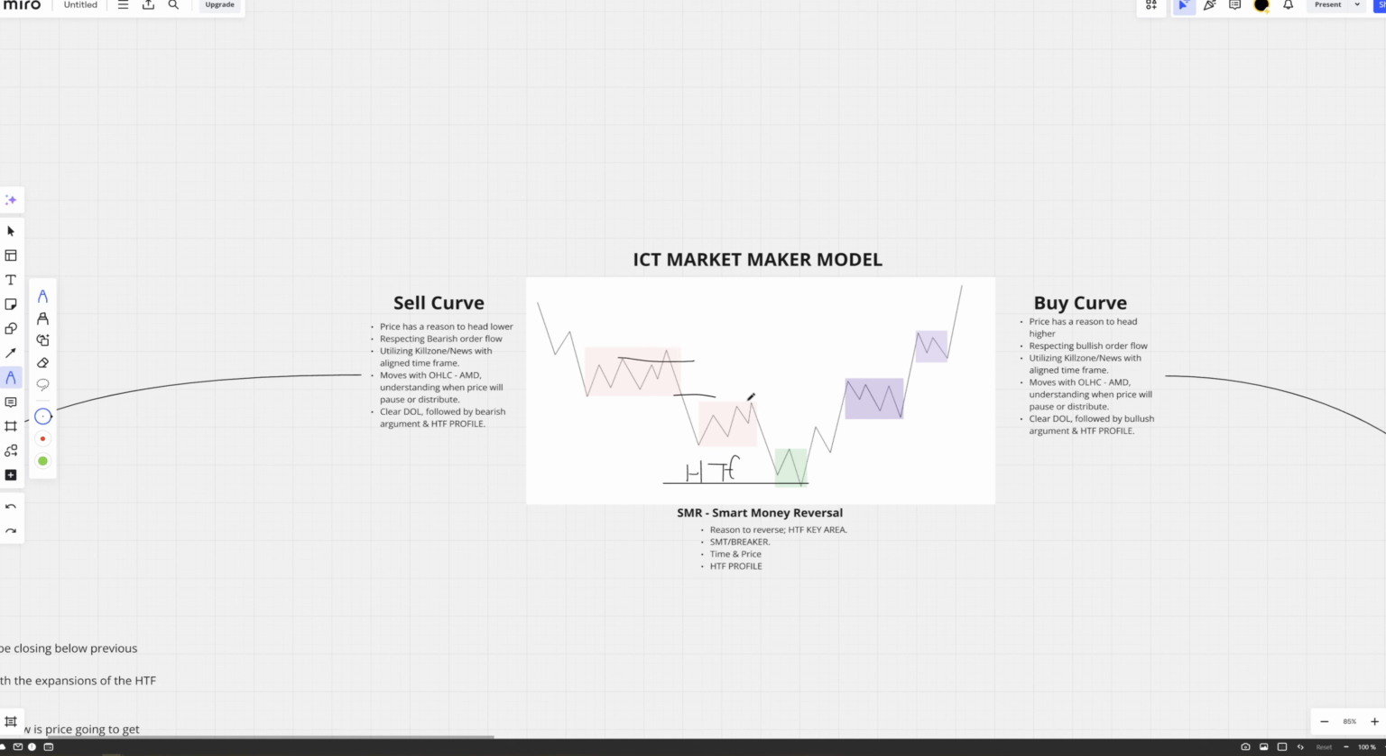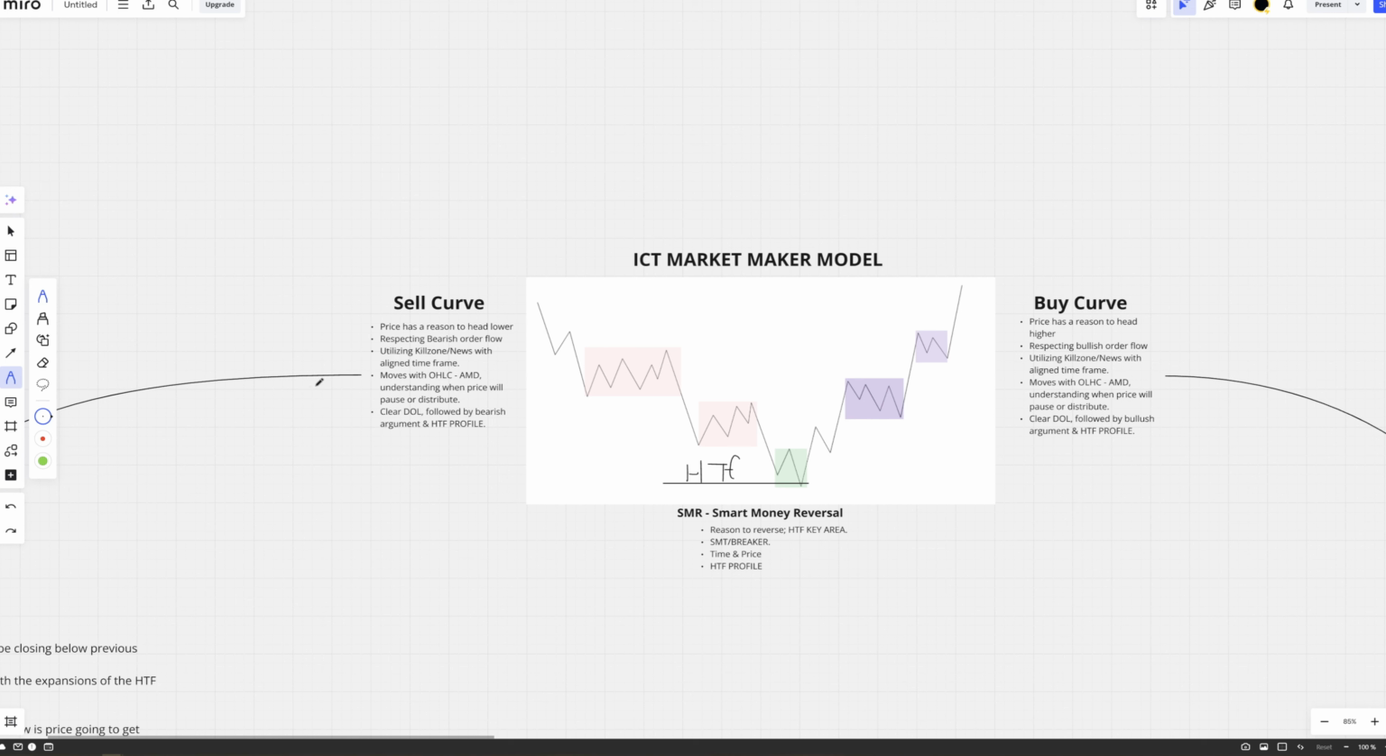Same thing here. If this was Asia, Asia highs got swept, London made the high, displacement lower, then New York could potentially make a retracement and then head lower to our objective. Beautiful. Moves with open and low close, AMD.